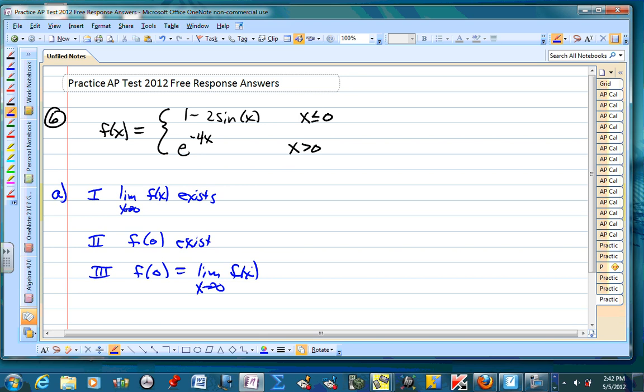1 minus 2 times the sine of x is defined as x approaches 0 from the left. 1 minus 2 times the sine of x is a continuous function. So the limit will exist at x equals 0. Let's find what it is. That's going to be 1 minus 2 times the sine of 0, which is going to be 1. Now, e to the negative 4x is a continuous function. And that'll tell us the limit as x approaches 0 from the right. E to the negative 4x evaluated at x equals 0 is 1. So it looks like the limit of f of x as x approaches 0 does exist.